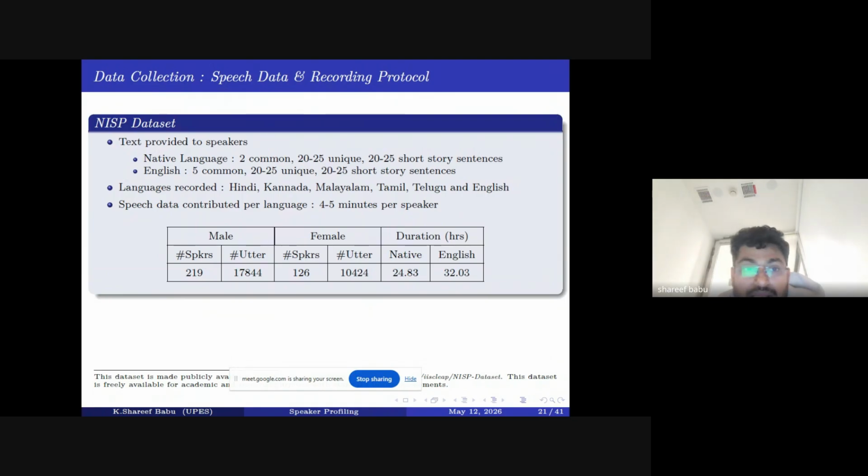For your better reach, the NISP dataset has been made publicly available with the link I have given in my slides. Feel free to contact me to download it, or otherwise, since I made it publicly available, you can directly search for the NISP dataset. You can locate it on GitHub itself.